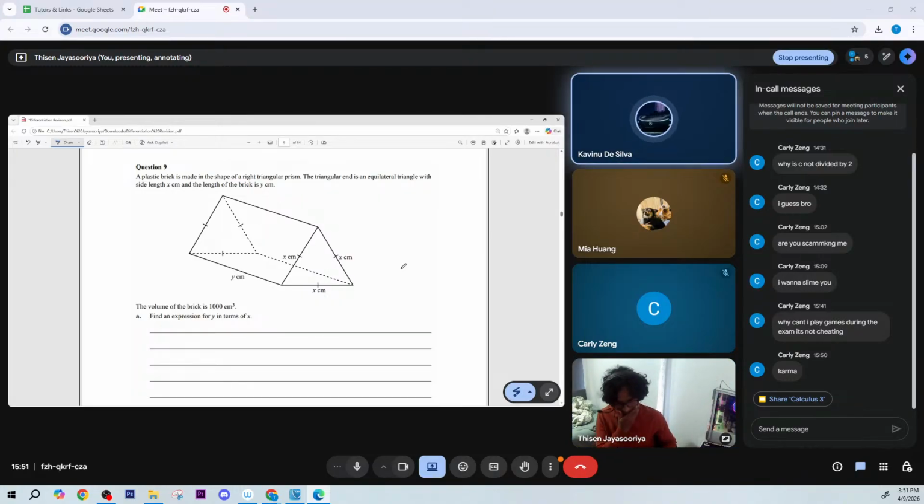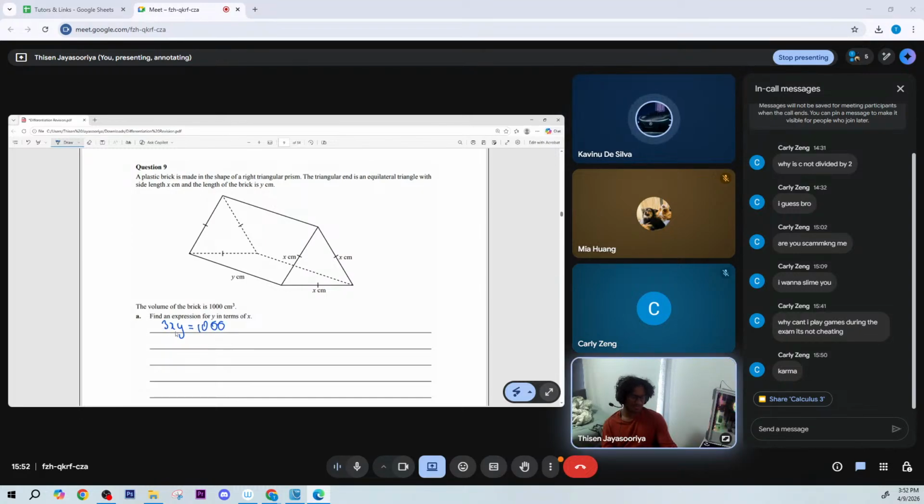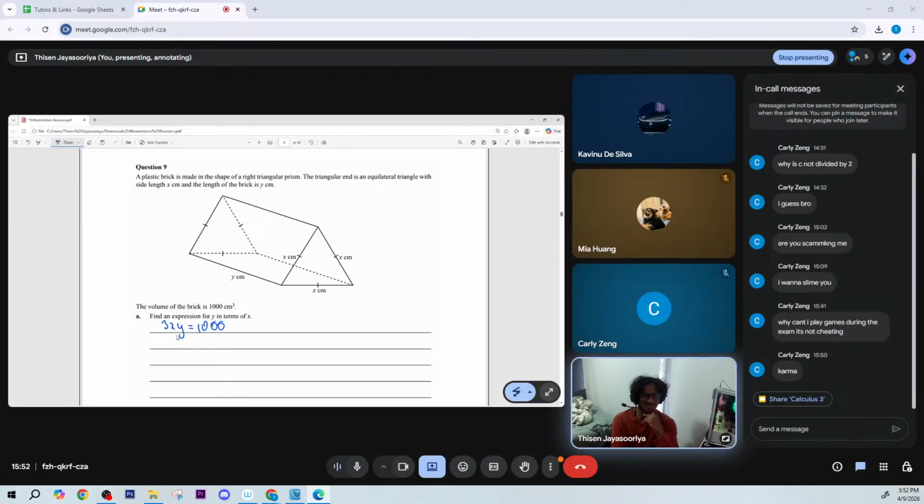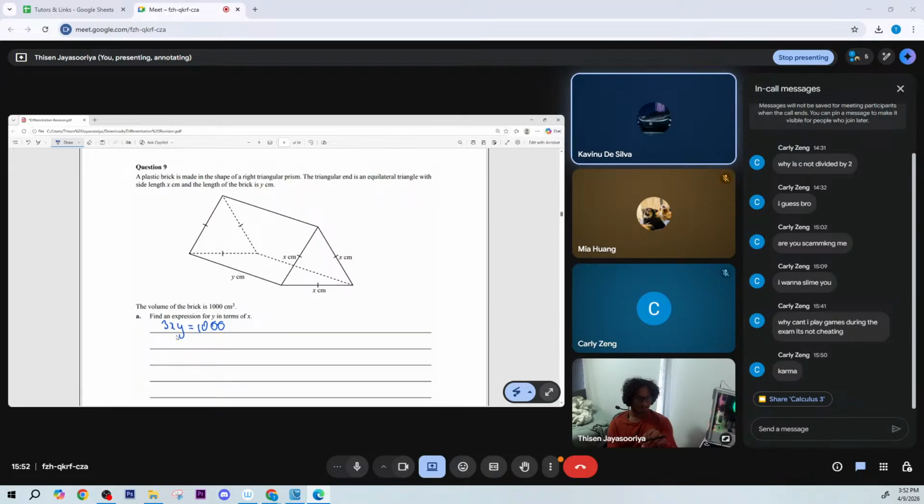So you want me to find the expression? Okay, well, all you have to do is it's 3xy, right? The volume equals v, which is 1,000, right? Where did you get this 3xy from? 1,000 on 3x. I mean, not 3xy, sorry. It's not 3x. It's 1/2 of x squared sine 60.